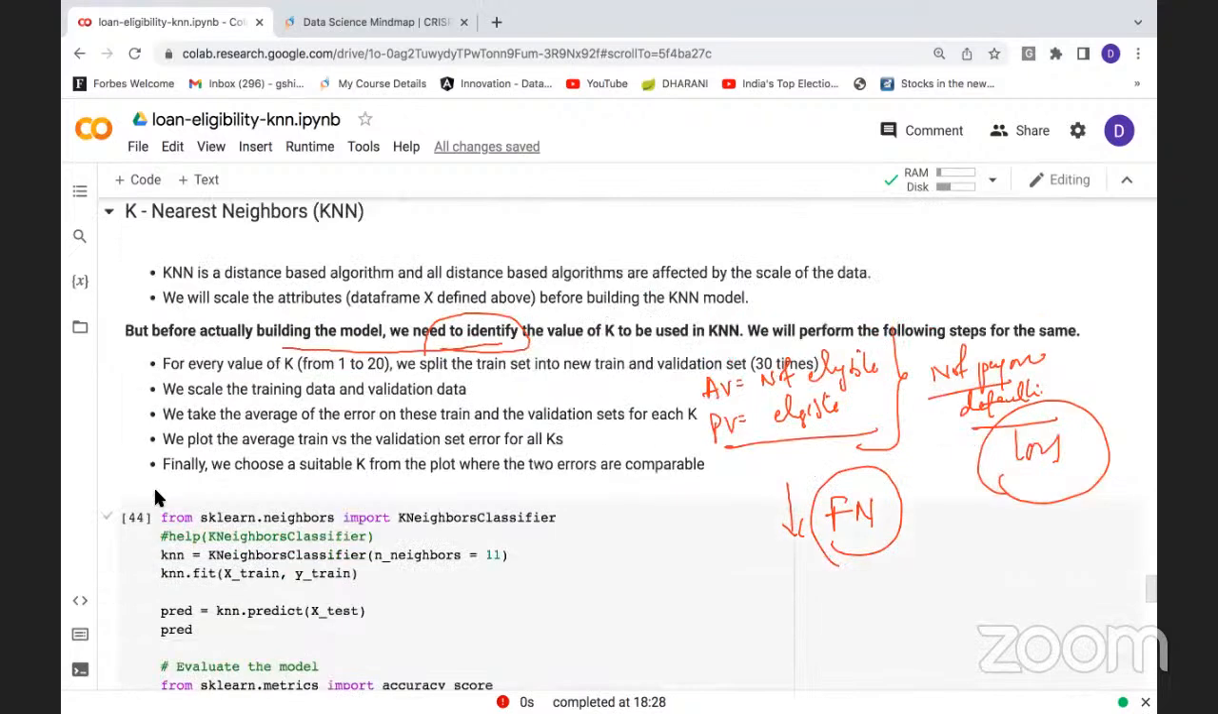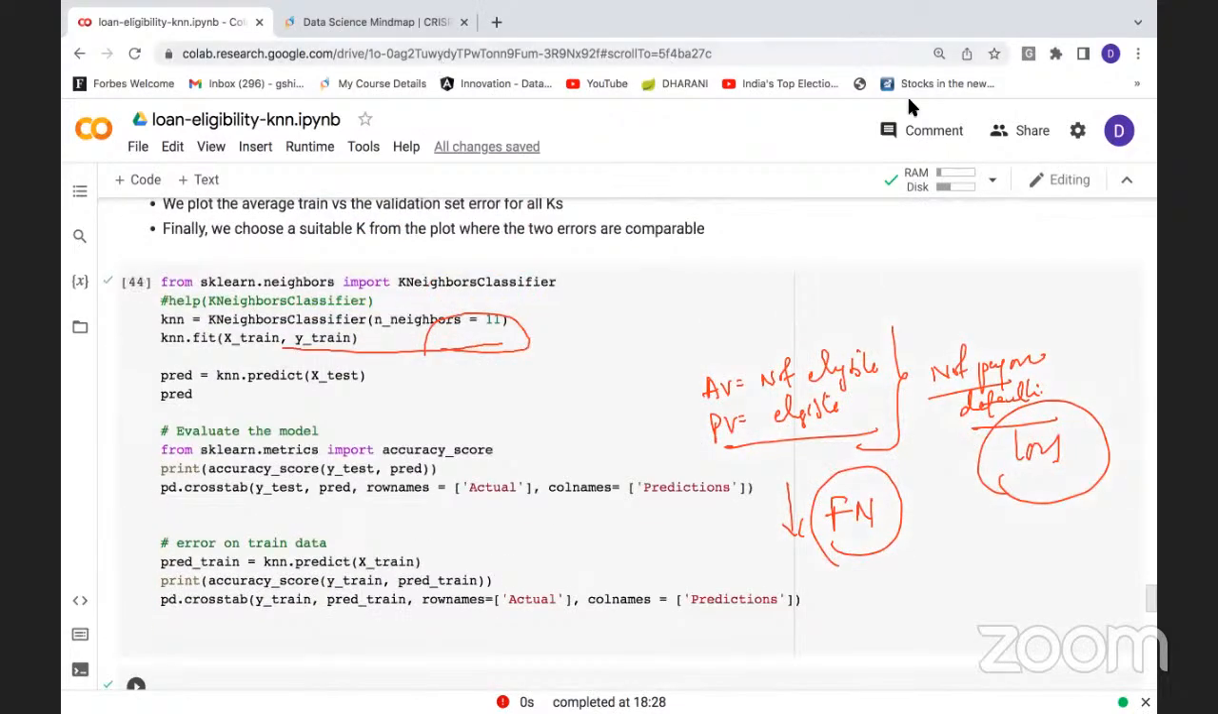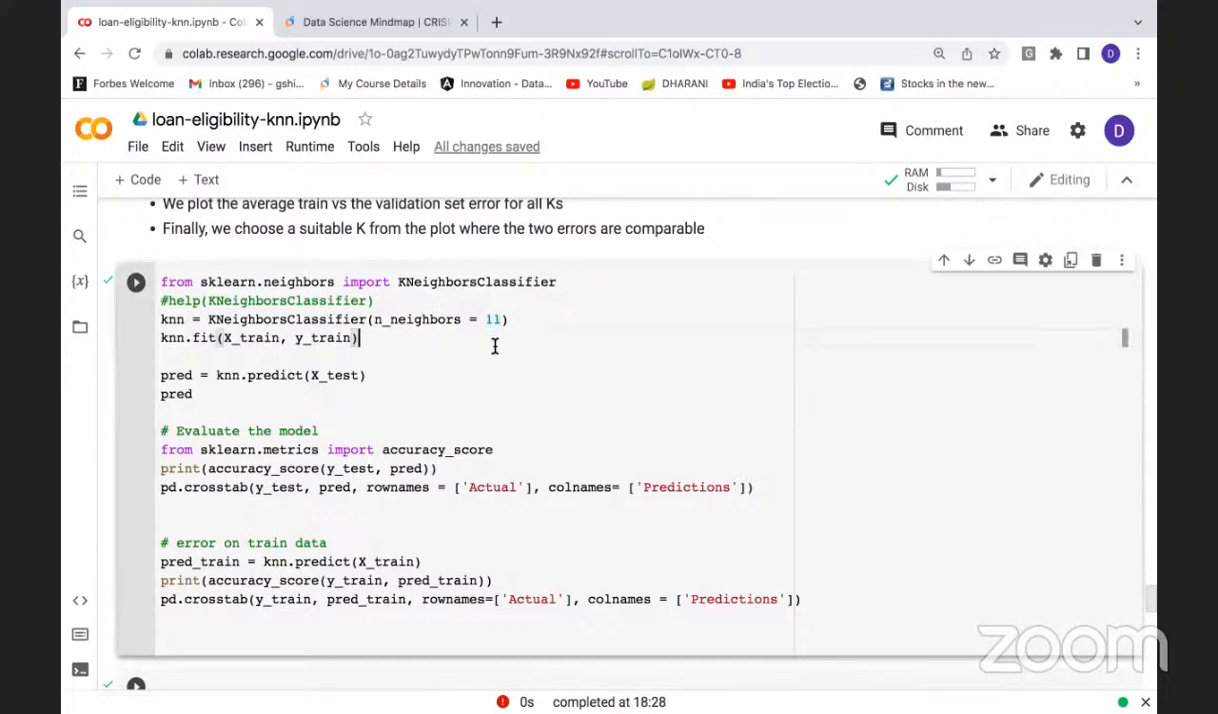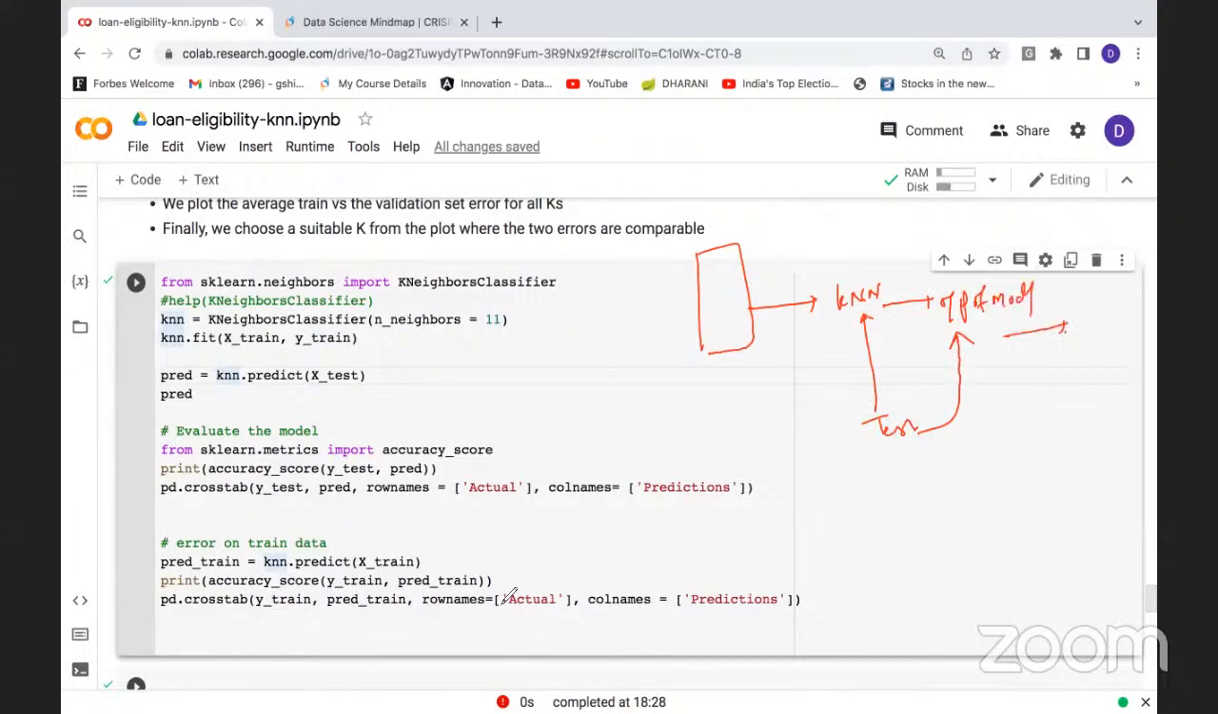So let us understand now KNN and check how our false negatives are here. What am I doing here? I gave 11 nearest neighbors, my K is 11, and I'm fitting my data. This is my trained data. I pass this data to the KNN model, then I pass my test data and get the predictions. With KNN.predict, I'm passing my test data and I got the predictions.